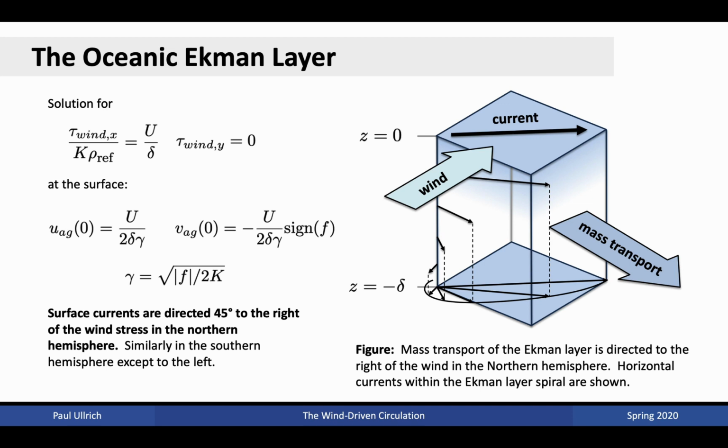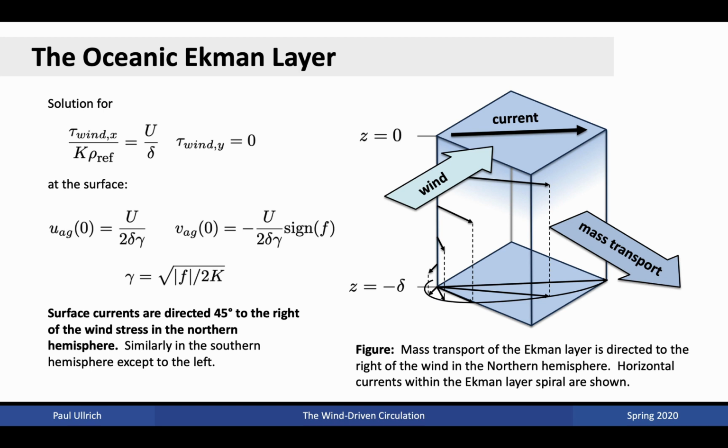The sign of the ageostrophic wind in the meridional direction depends on the hemisphere. In the northern hemisphere, the wind is directed slightly to the south, and in the southern hemisphere, the wind is directed slightly to the north, thus matching the figure on the right-hand side here. You'll notice also that the magnitude of the zonal and meridional components are the same. This means that the surface current must be directed at a 45-degree angle to the imposed wind stress.